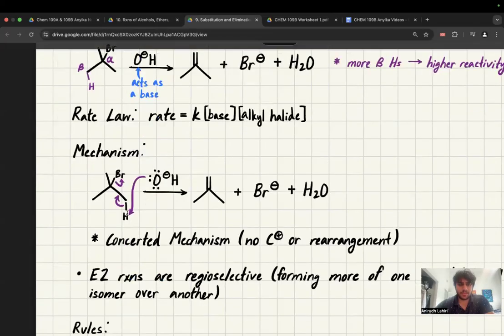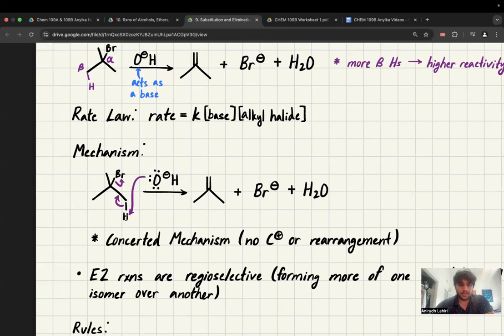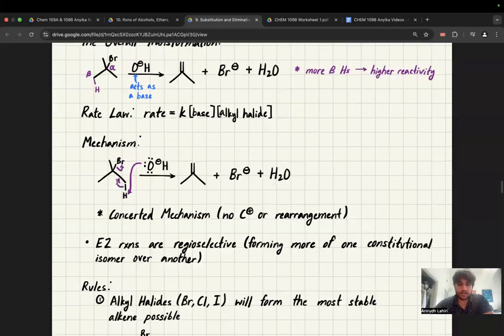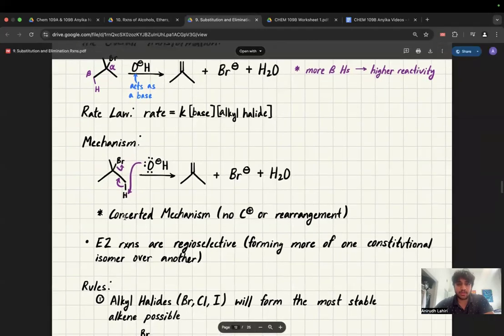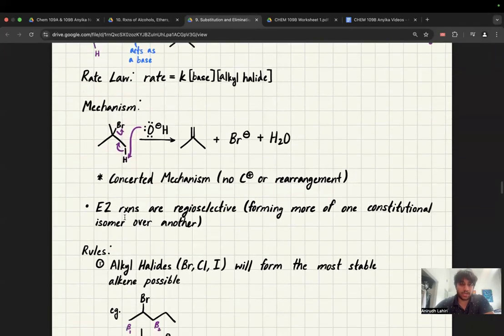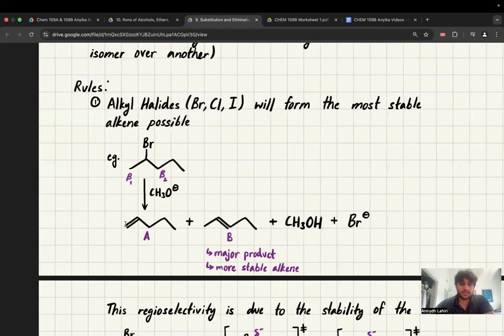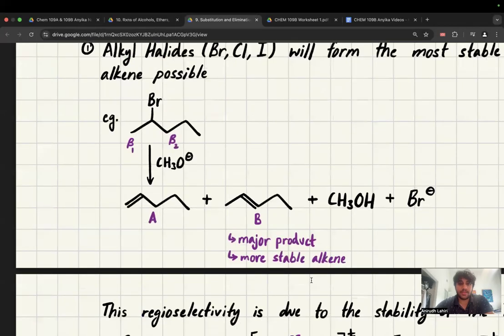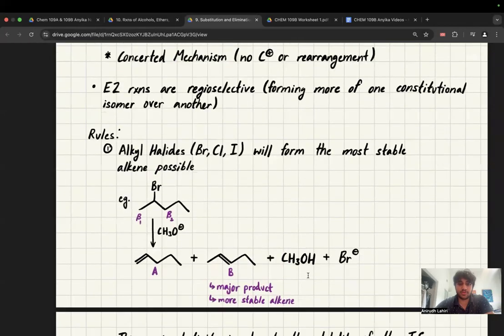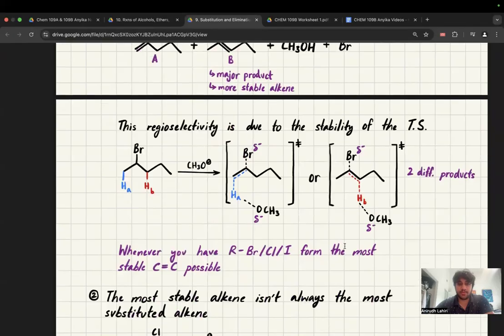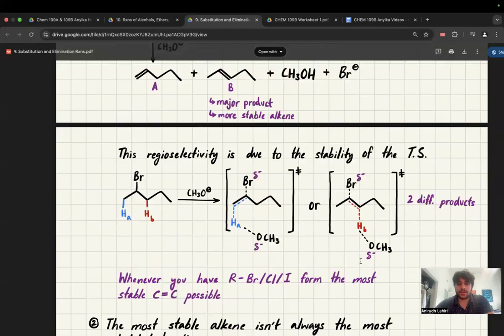We have a strong base for E2 specifically. We pull a hydrogen. Those electrons in the bond go down here, and then we kick off the Br. This is a concerted mechanism, so we don't have to worry about carbocation rearrangements. E2 reactions are also regioselective, which means we'll form more of one constitutional isomer over the other. We're going to form the one that has a more stable alkene, right? This is Markovnikov's rule, and it's also a result of transition state stability. When we form the more stable compound, we have a much more stable transition state, right? Because if we look at these two diagrams, this one has a greater stability than this one.